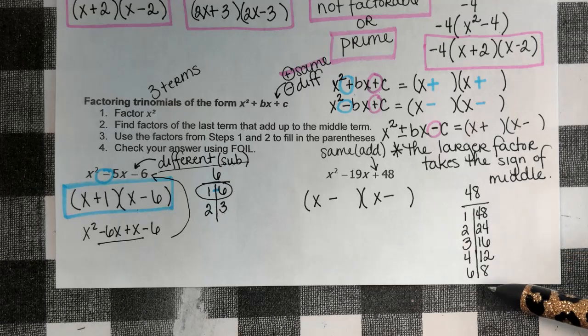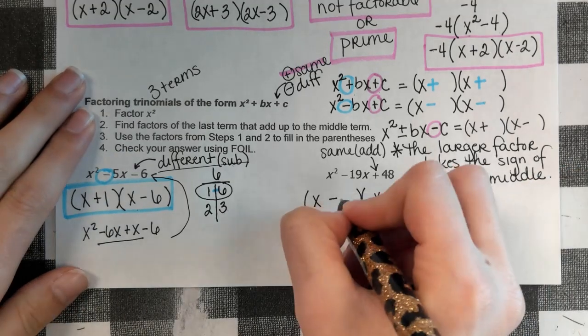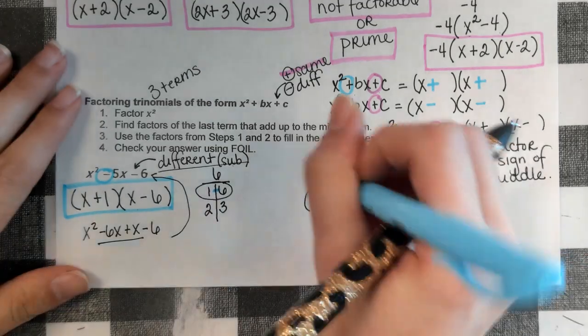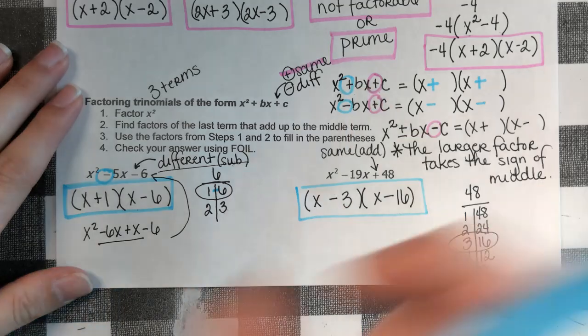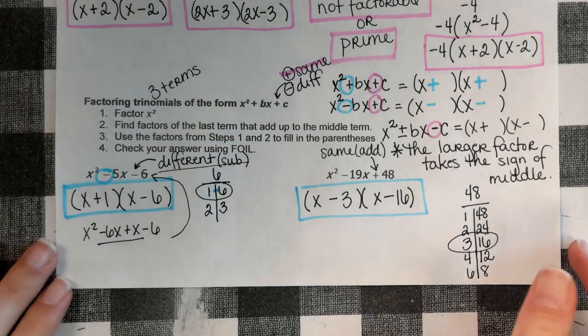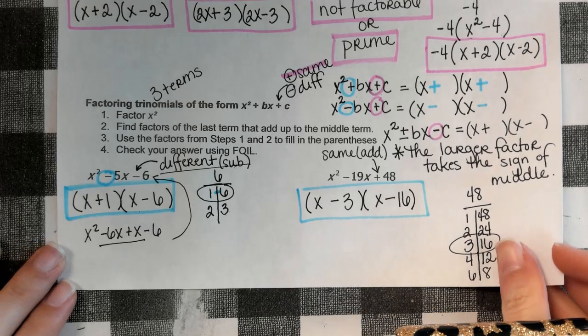Okay, so if I know they're the same, they're going to add. Which two sets are going to add to give me 19? 3 and 16. I already put my two negatives, so I just put my numbers. Okay. Questions? All right.